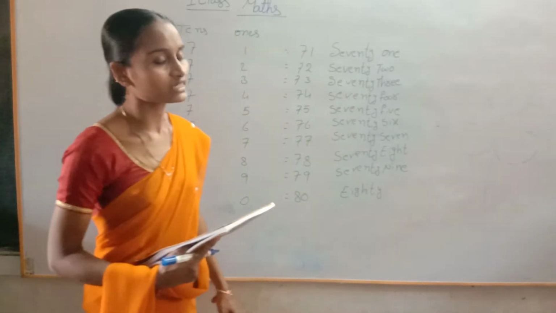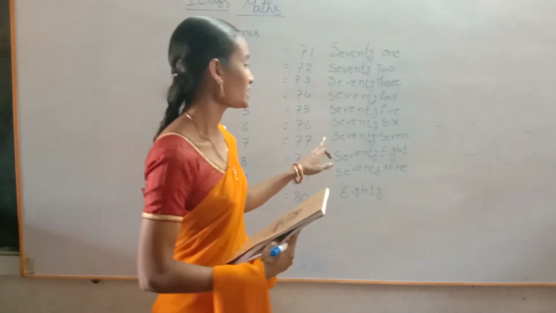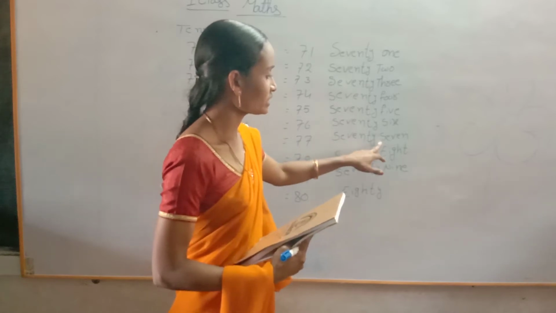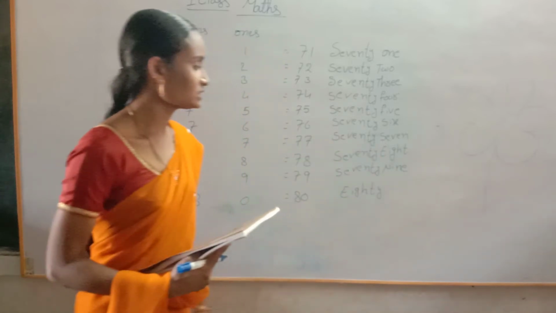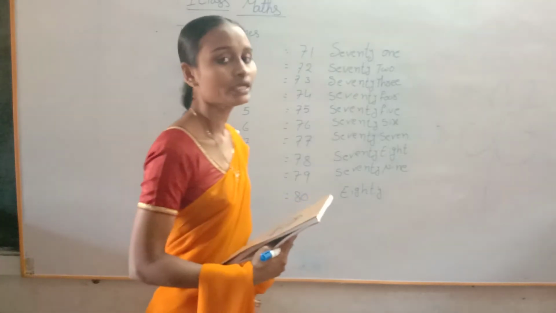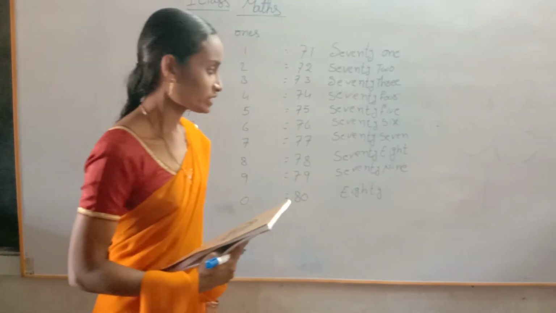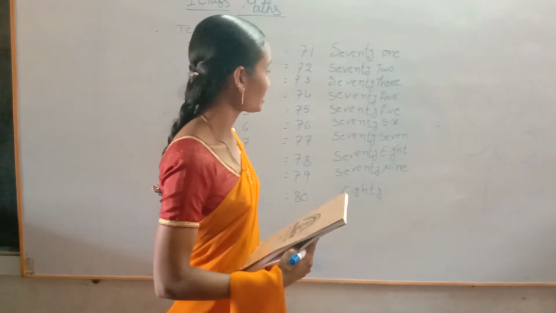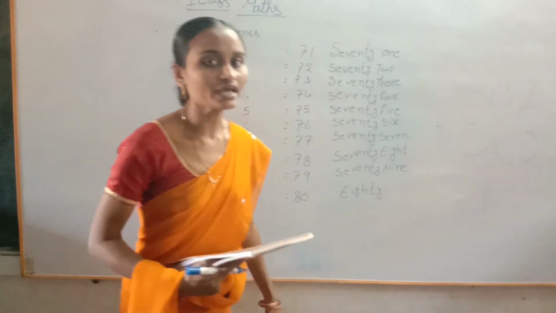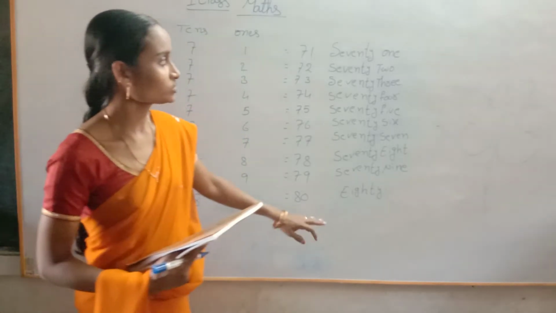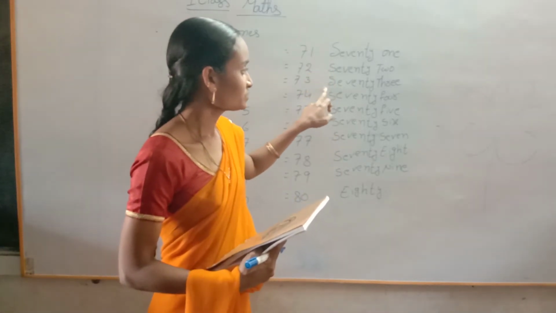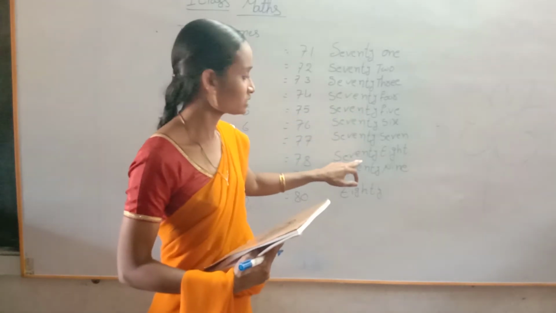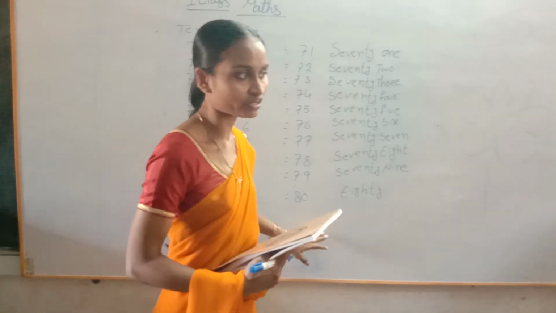S-I-X-T-Y 60, 76. S-E-V-E-N-T-Y 70, S-E-V-E-N 7, 77. S-E-V-E-N-T-Y 70, E-I-G-H-T 8, 78. S-E-V-E-N-T-Y 70, N-I-N-E 9, 79. E-I-G-H-T-Y 80. Okay, students. 71, 72, 73, 74, 75, 76, 77, 78, 79, and 80. Note it down.